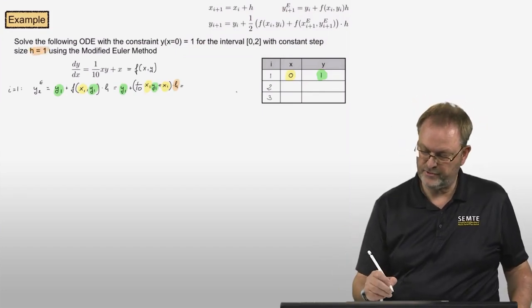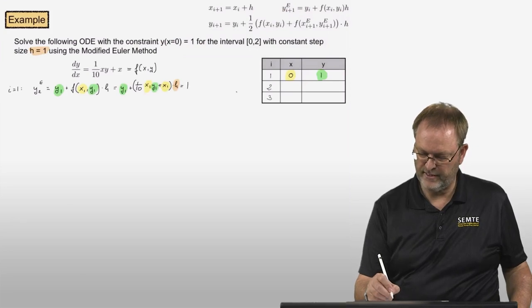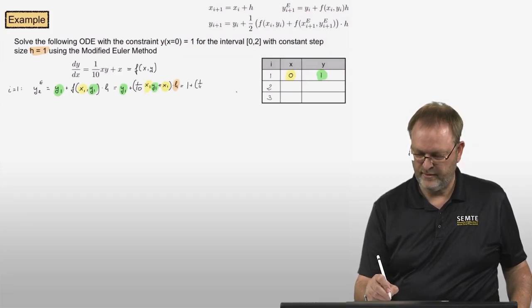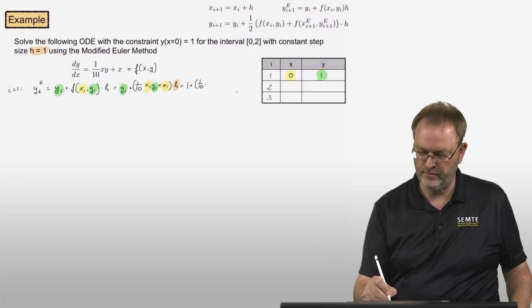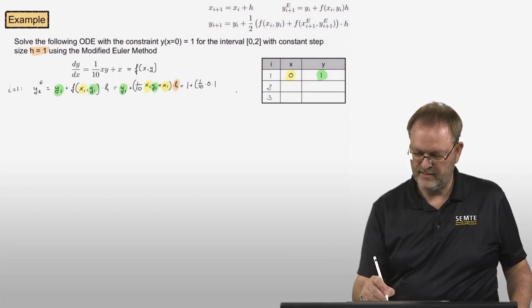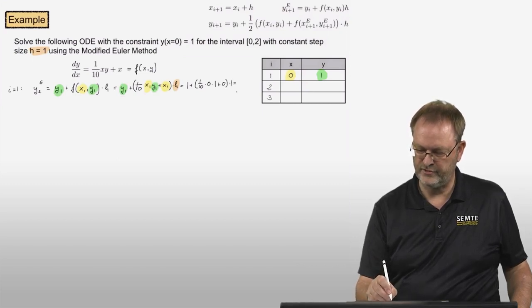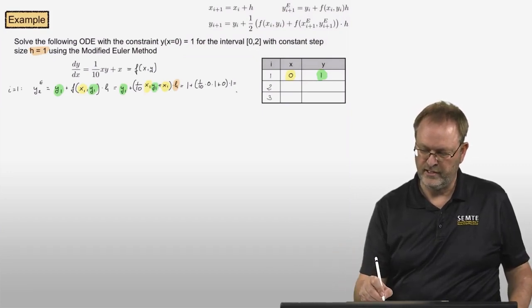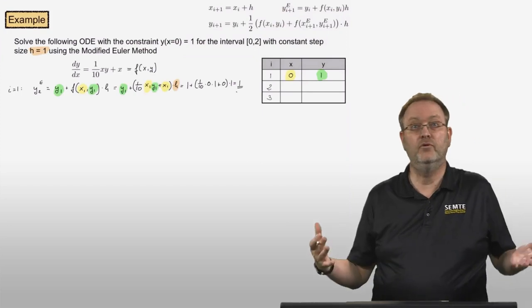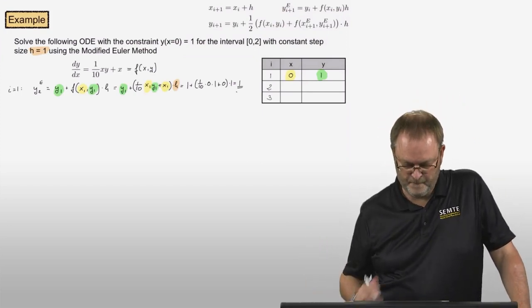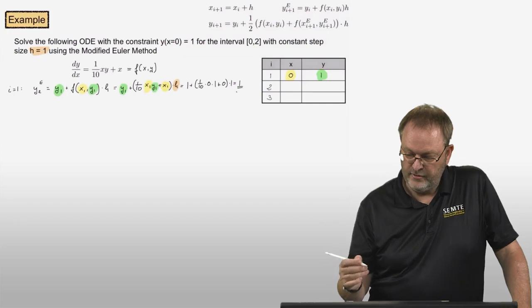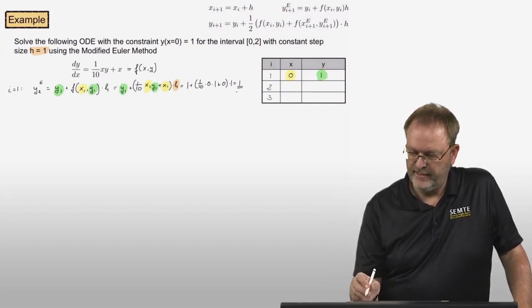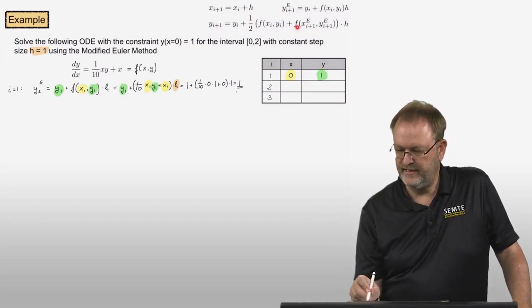So let's plug in the numbers. y1 is 1 plus 1/10 times x1, which is 0, y1 times y1 is 1, plus x1 is 0 times h, which is 1. So there's a 0, plus 0 is 0, times 1 is still 0. And so the result for y2 Euler is equal to 1. Okay, so now I can evaluate this right-hand side here.